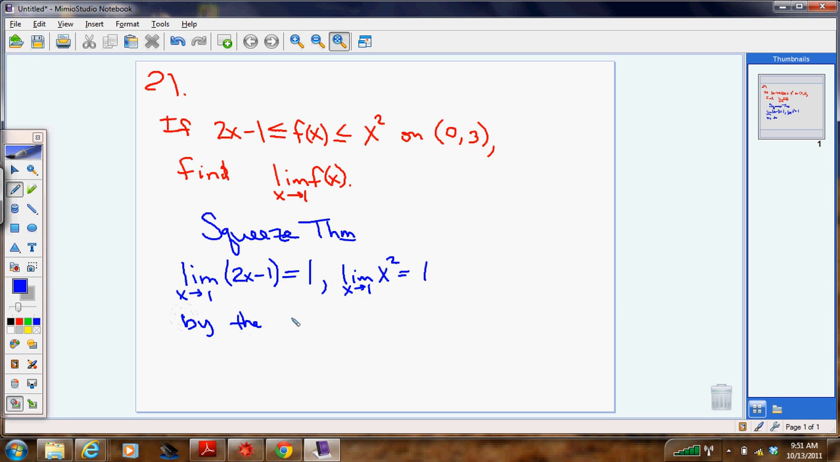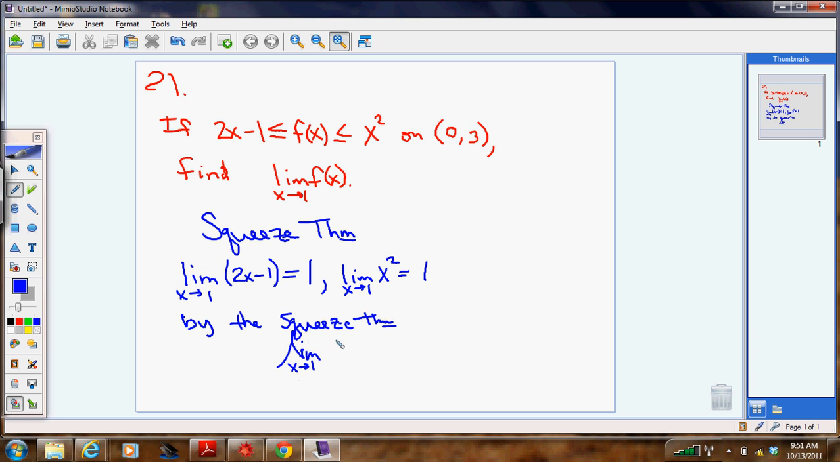And forgive the slow writing here. I'll hopefully get faster as I practice this. Squeeze theorem. Yes, I got to use a cursive L and make it look terrible, but that's alright.